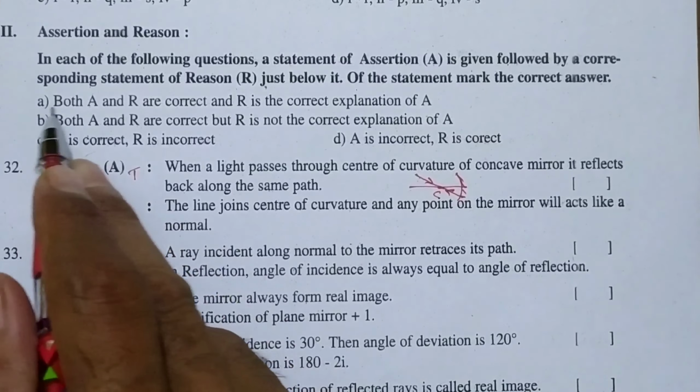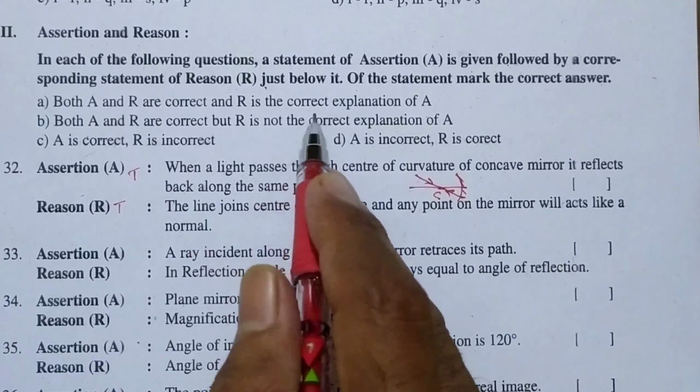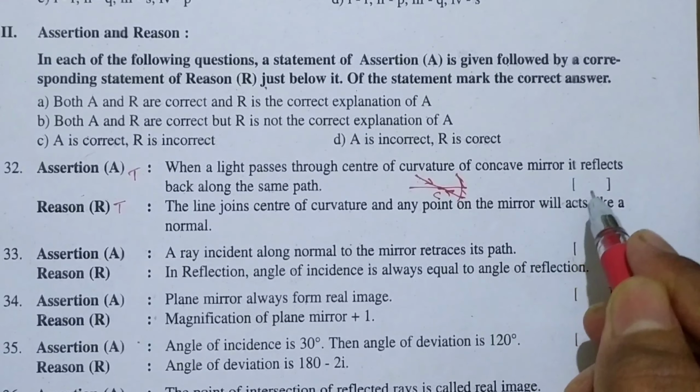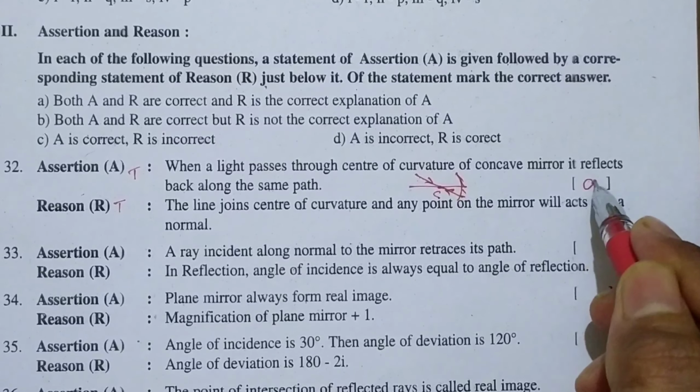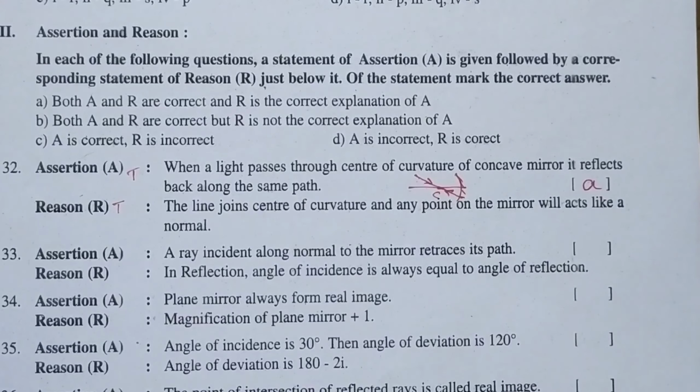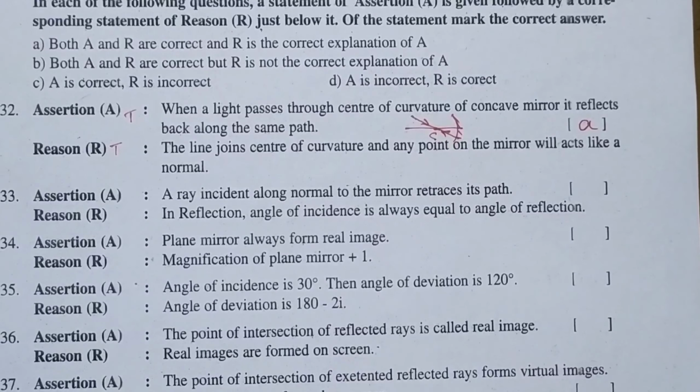So we can say both A and R are correct, and R is the correct explanation of A. So here we can take option A is the right one. Now let us see question number 33.